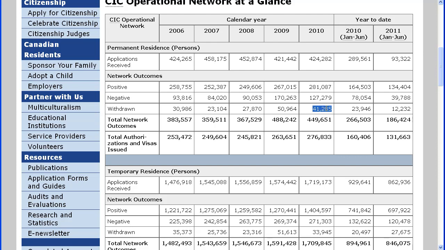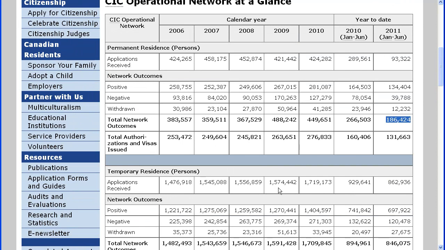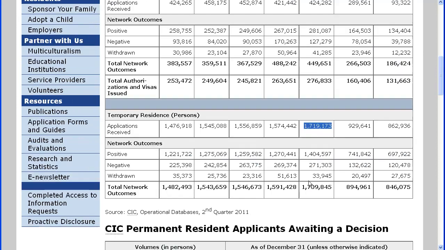In 2011, so far, 180,000 applications have been received altogether. For temporary residents, so for students, temporary foreign workers, and other categories, almost 2 million applications have been received.